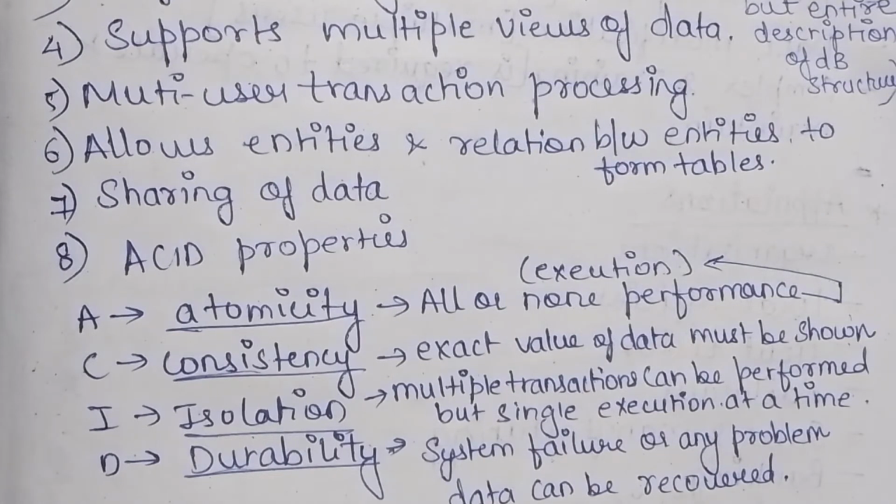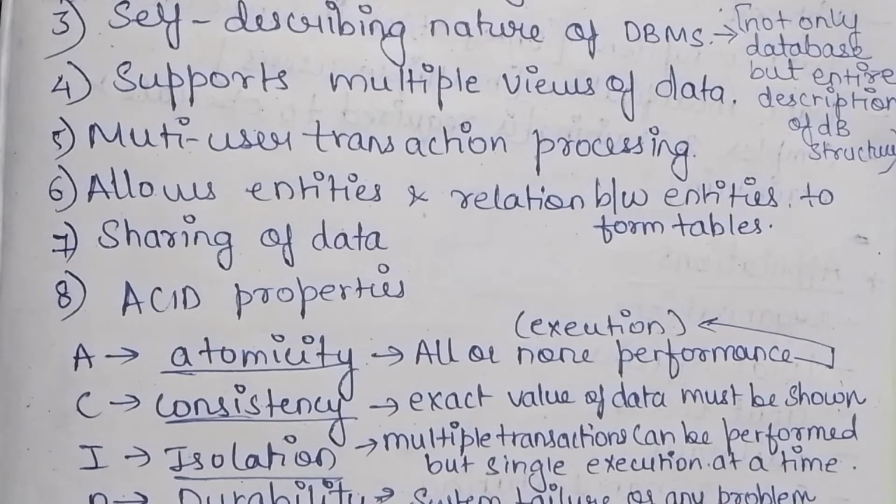The fifth characteristic of DBMS is multi-user transaction processing. It means that different users or many users together can access the data at the same time. The next characteristic of DBMS is it allows the entities and relation between the entities to form the tables. If suppose the entities might be a student, a teacher or a college. So if these are entities, the relation between them would be like a student studying in the college, a teacher working in the college. So this is the relationship between the entities.